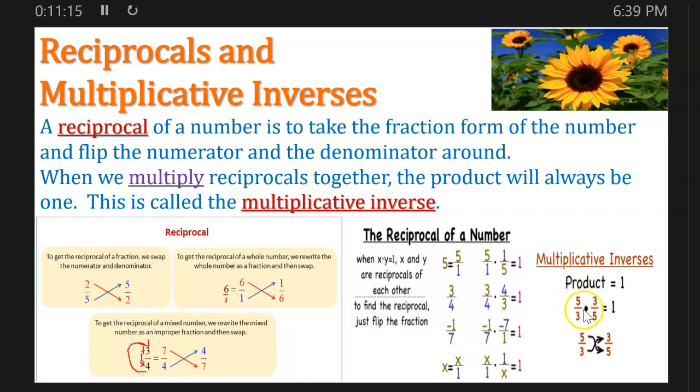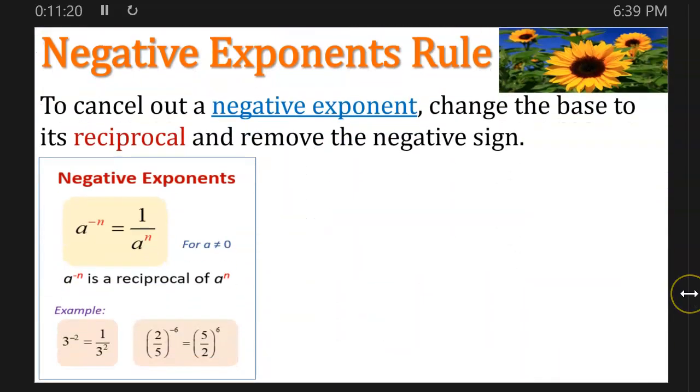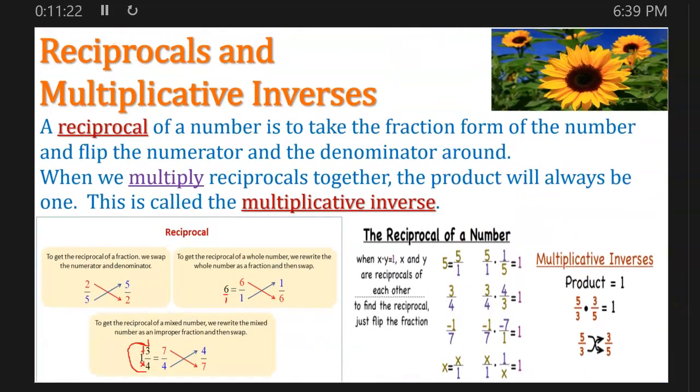So 5 over 3 times 3 over 5, that's technically 15. Let's see, let's try that again. That's technically going to be 15 over 15, because 5 times 3 is 15, and then 3 times 5 is 15. And 15 over 15 does simplify down to 1.